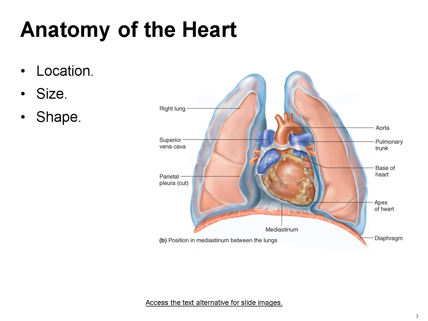What is the mediastinum? The mediastinum is the region of the thoracic cavity between the lungs where the heart is located. This area also contains other vital structures, such as the trachea, esophagus, and major blood vessels.